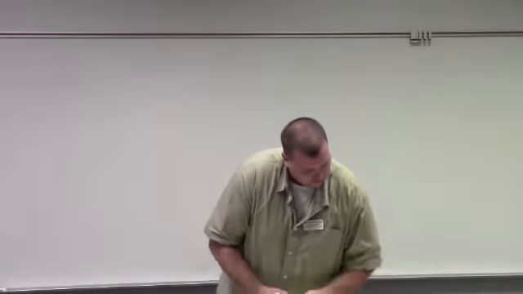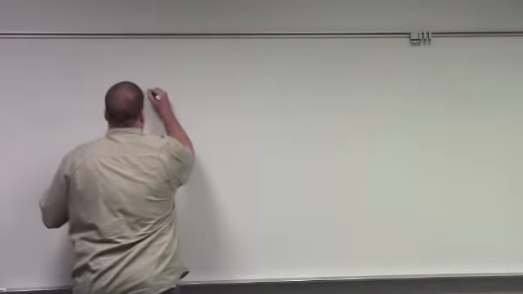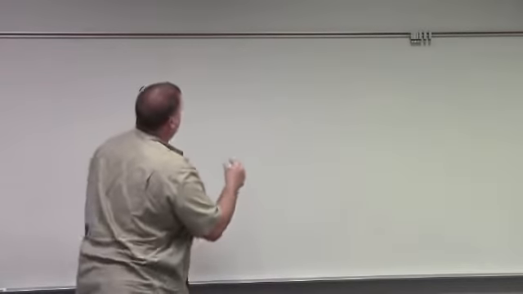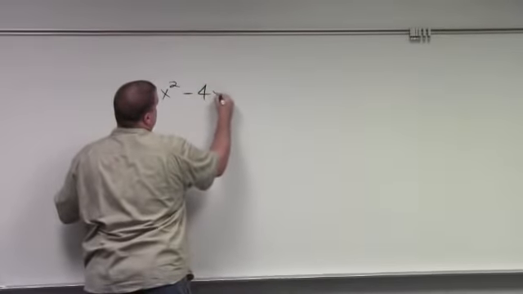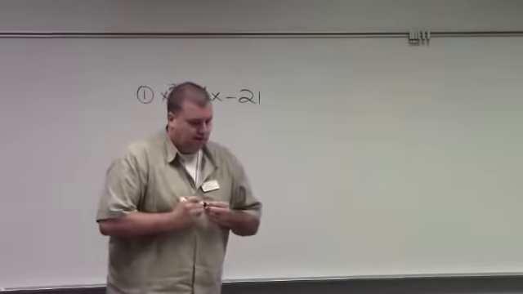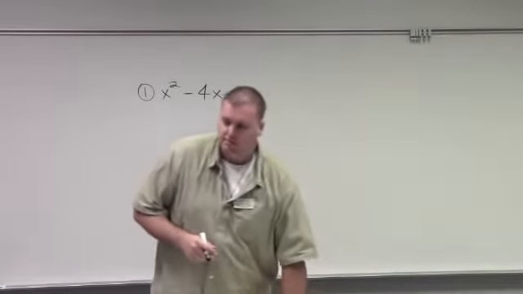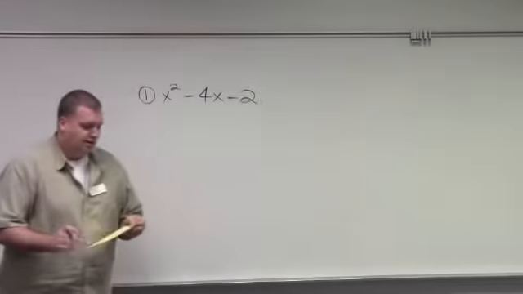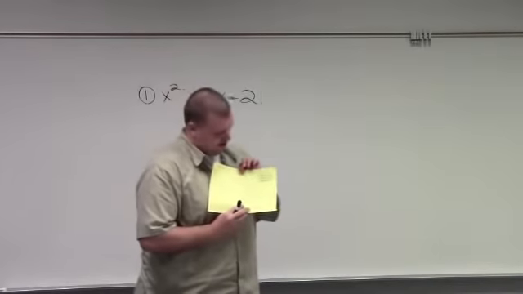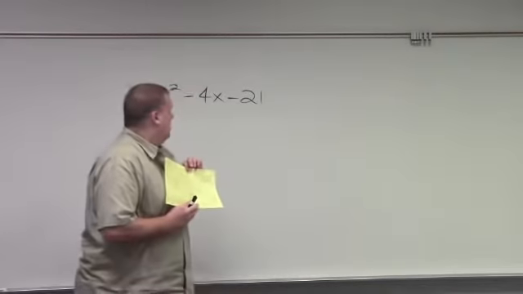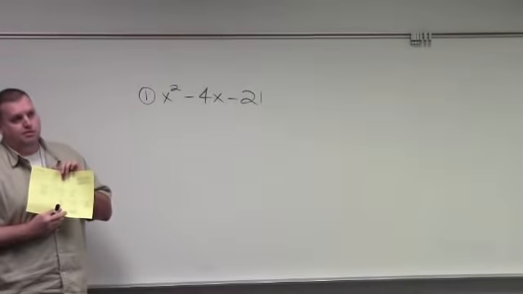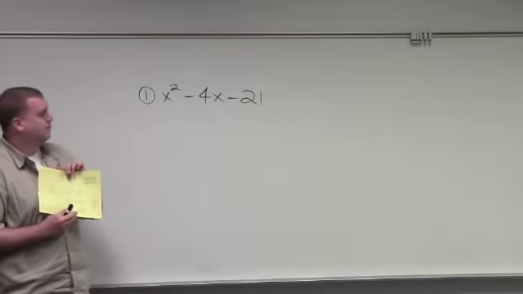So the first one says we have x squared minus 4x minus 21. I'm going to go to my factoring flowchart, a little yellow piece of paper, and start where it says start. It's a good place to start. Follow the arrow. The first question we ask ourselves is, is there a greatest common factor? We look at those three terms.